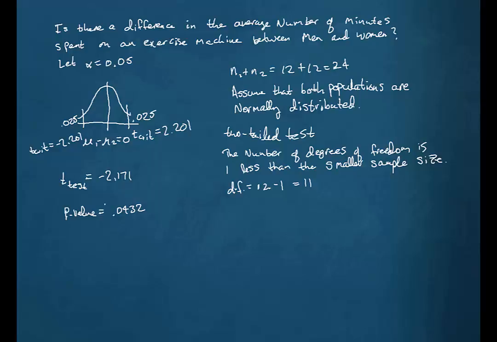Now in either case, whether I use the t-test value and the t-critical value, or the p-value and the value of alpha, it doesn't matter. We're going to have the same conclusion either way, and that will be to reject the null hypothesis. So we would say something like, sufficient evidence was gathered at the 0.05 level of significance to determine that there is a difference in the mean number of minutes spent on an exercise machine between men and women.